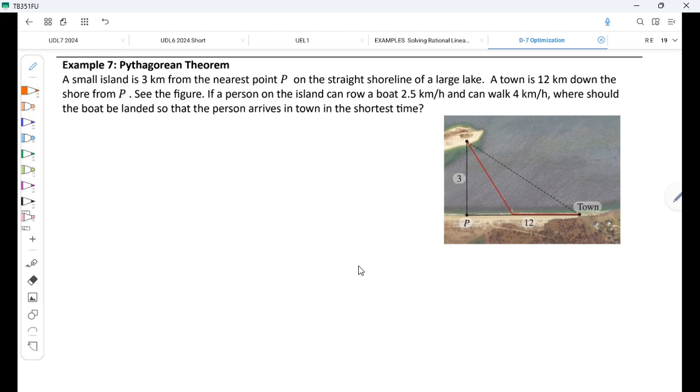This one we're going to use the Pythagorean theorem on, which I guess that's what we did. The distance formula is the Pythagorean theorem. We got a picture to go along with this one to really point it out. A small island is 3 kilometers from the nearest point P on the straight shoreline of a large lake. So that P is on the shoreline. If you measure straight across, you get to the island. We do have a right angle here.